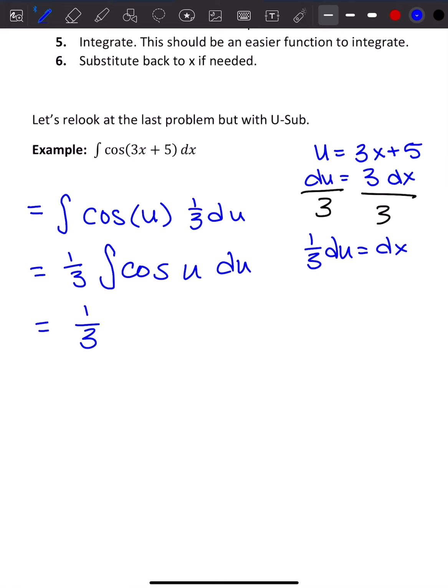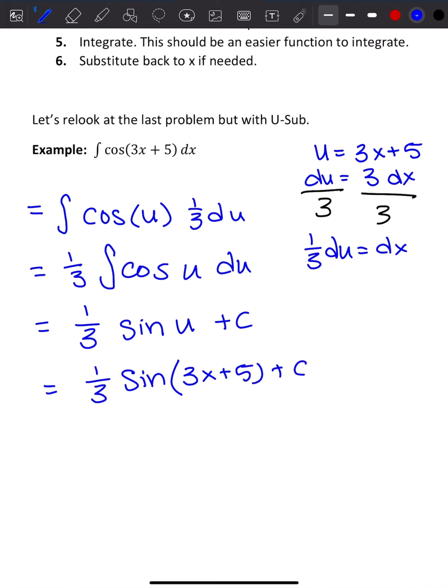Our 1/3 stays put. The integral of cosine is sine, and it's just sine of u because we're taking it with respect to u. And then we add our plus c. Now that we have our integral, we're going to plug back in so it is in terms of x. So we have 1/3 sine. U is equal to 3x plus 5, so we have 1/3 sine of 3x plus 5 plus c. This way may or may not be faster or slower than the other one, but this is our base example for U substitution.